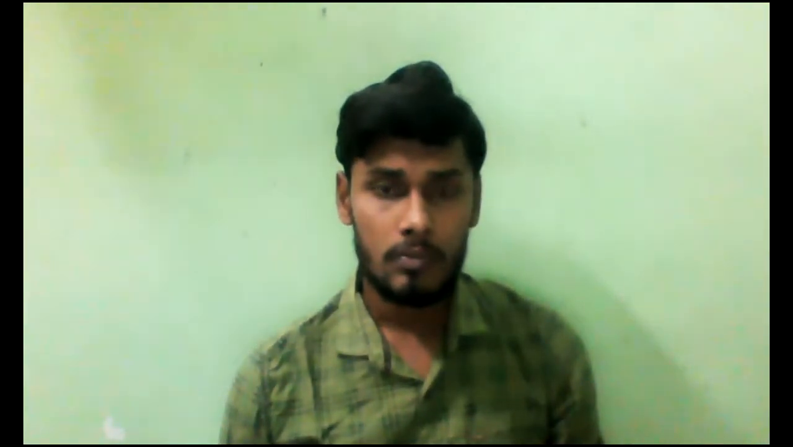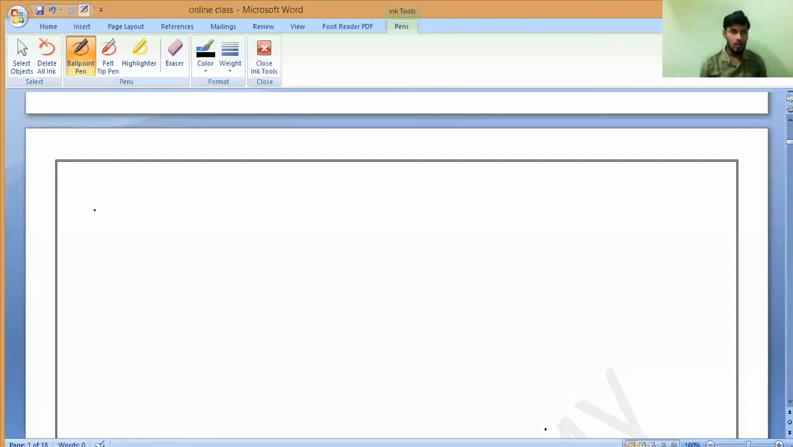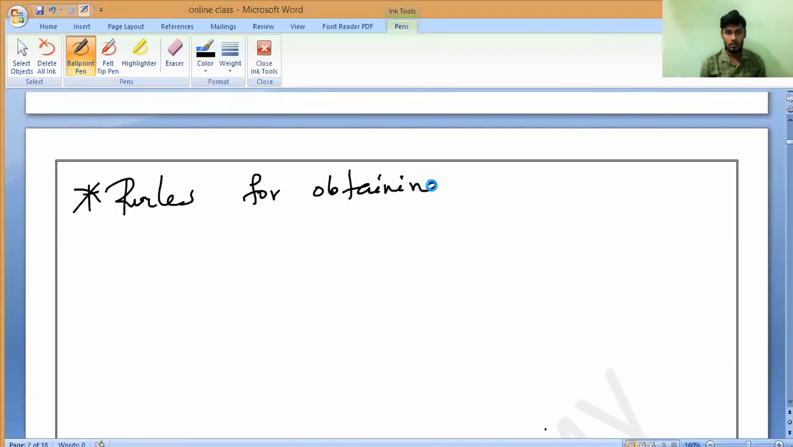So now try to open and all of you keep the heading: Rules for obtaining images formed by convex lens.